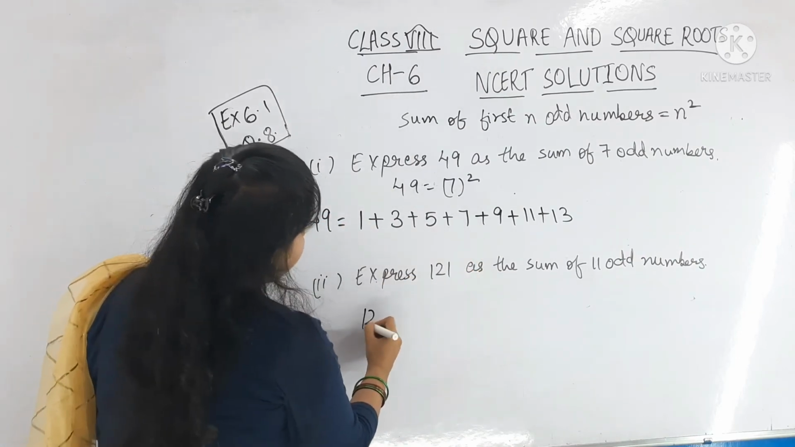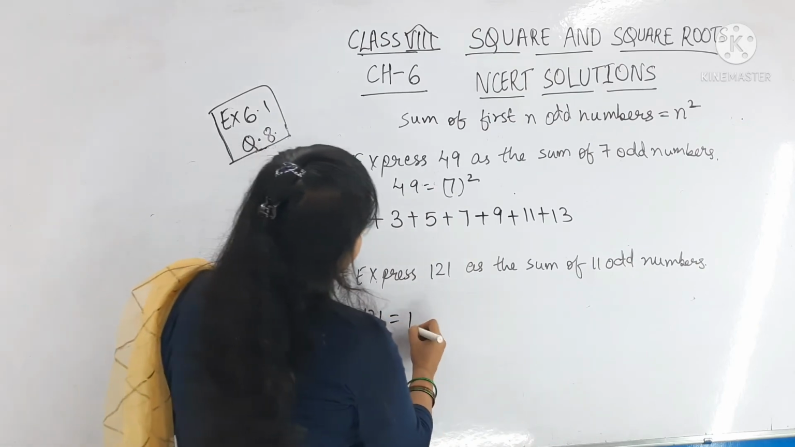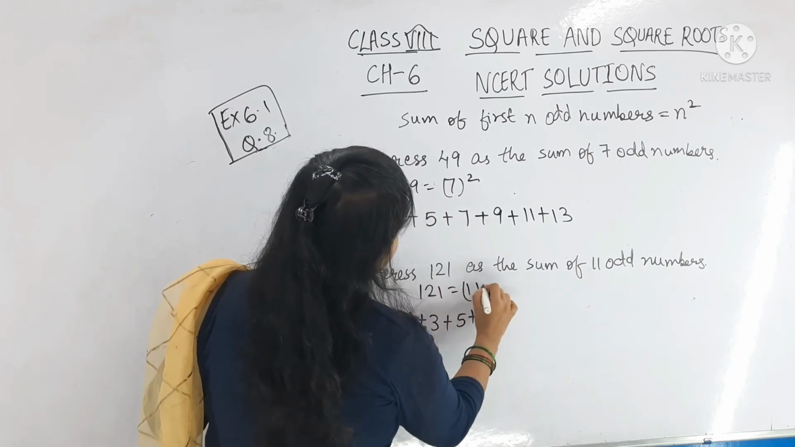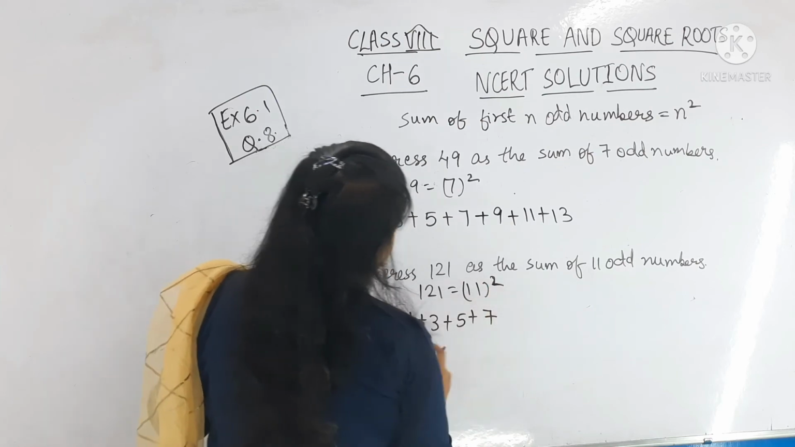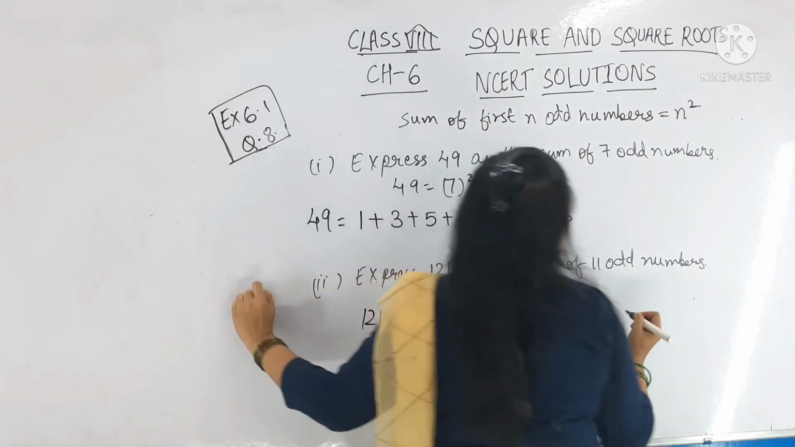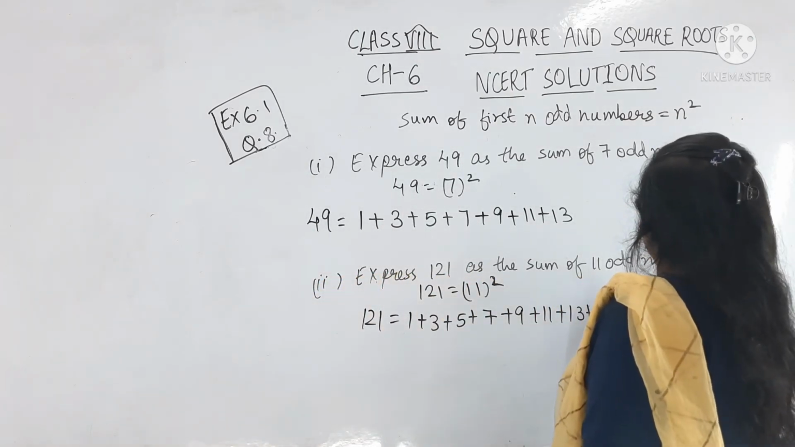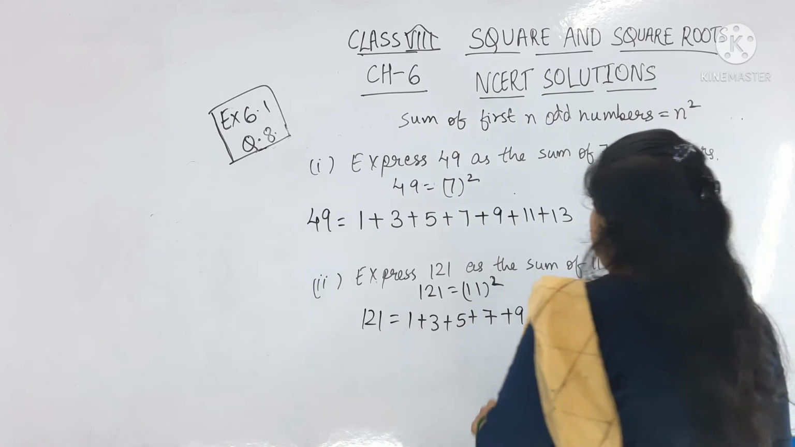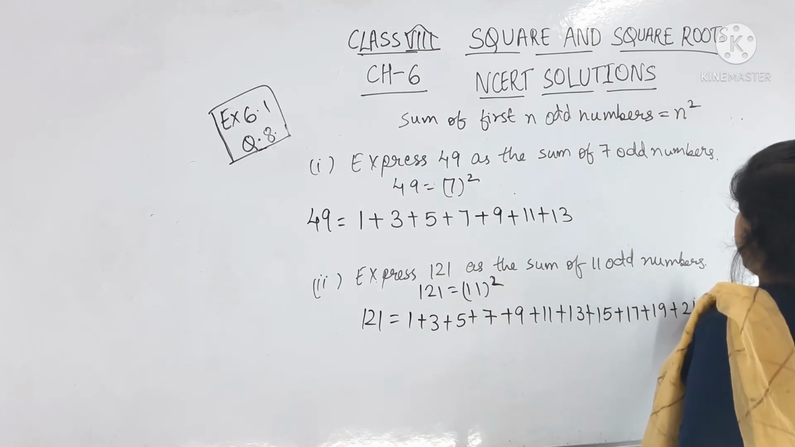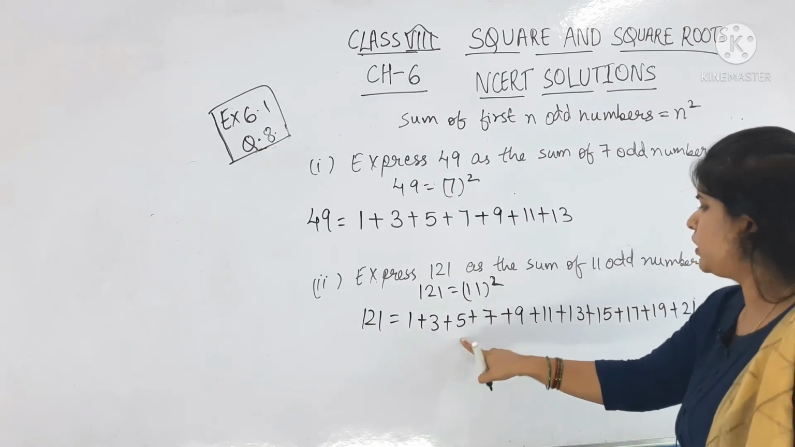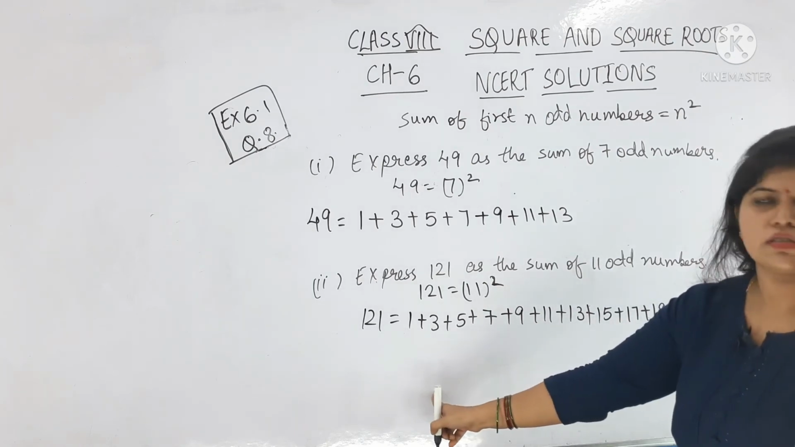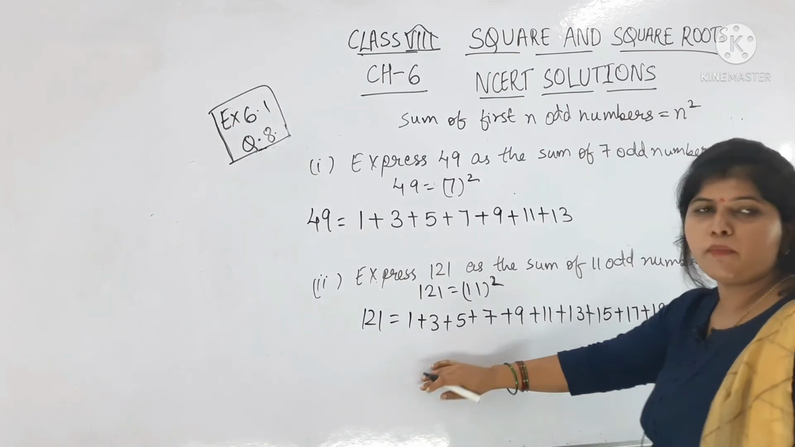Okay, and 121 is the sum of 11 odd numbers. 121 is equal to 11 square, right? 1 plus 3 plus 5 plus 7 plus 9 plus 11 plus 13 plus 15, then 17 plus 19, and one more, 21. 1, 2, 3, 4, 5, 6, 7, 8, 9, 10, 11. So I can express this as the sum of the odd numbers.